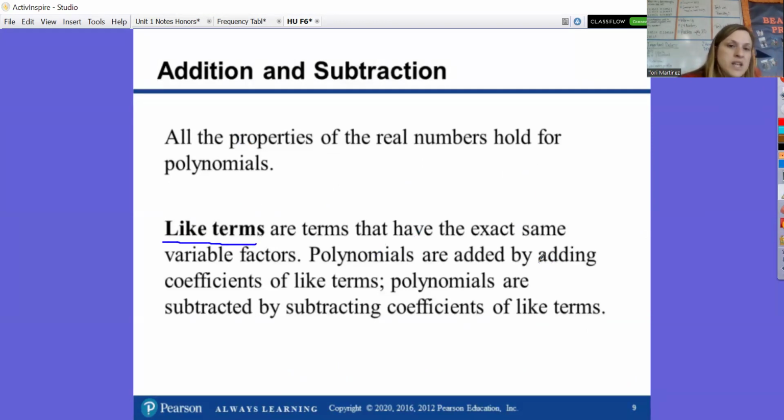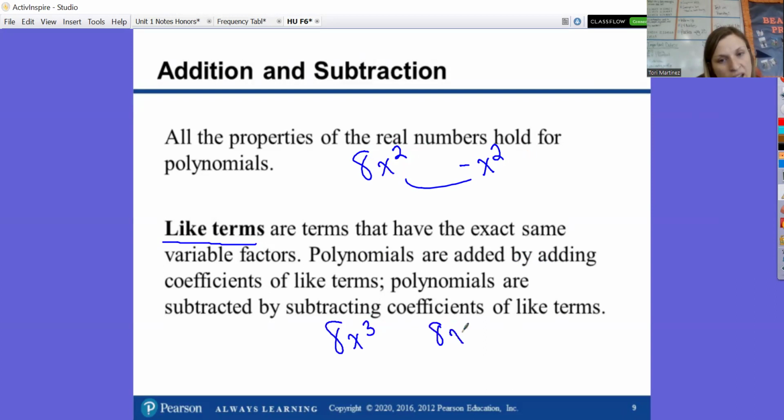Like terms have the same exact variables and the same exact exponents. For example, 8x squared and negative x squared are like terms because they both have an x and they have the same exponent. If I had something like 8x cubed and 8x squared, it doesn't matter about the coefficient, we check, they are not like terms because their exponents are different.